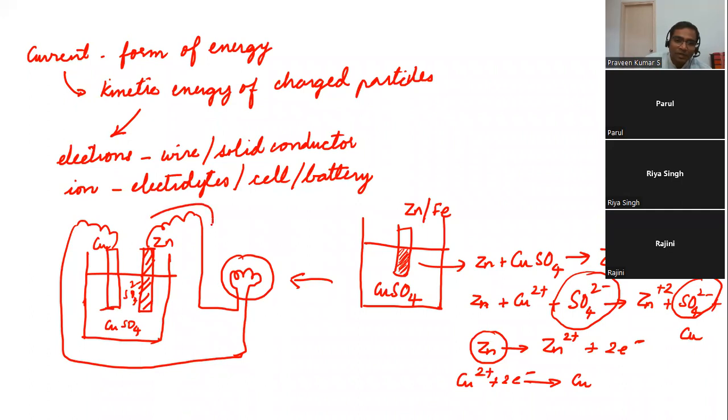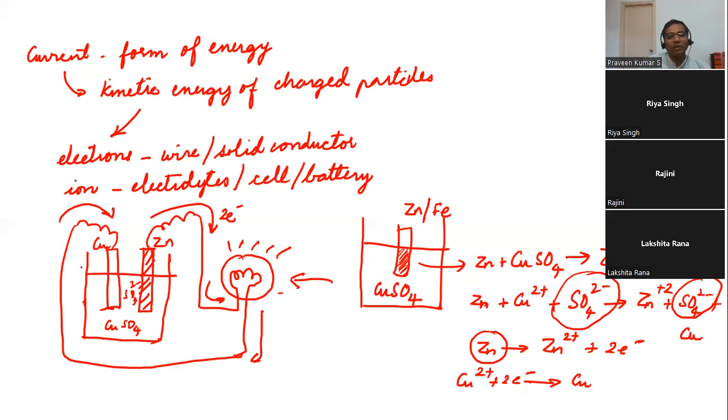What will happen is the electrons will go through this wire. Two electrons will go like this. They'll go through the light. Then the light will start glowing. Then they'll go like this, and the two electrons will come to copper. And here, the moment they come to copper, you saw that the copper ion was to absorb two electrons and then it had to settle. So you will see that copper is settling down. Okay.